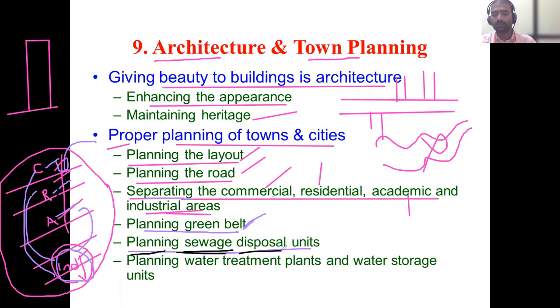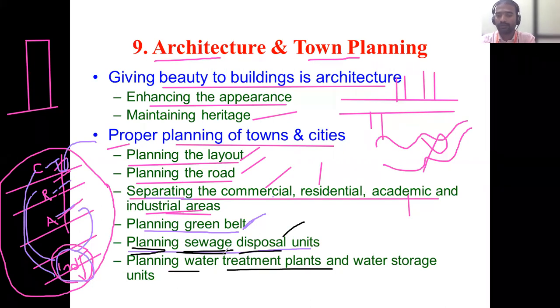Sewage disposal units. Solid waste or the sewage waste is generated and then carried out and disposed of from a particular unit. That is proper planning of sewage disposal. Next is planning of water treatment plant and water storage units.